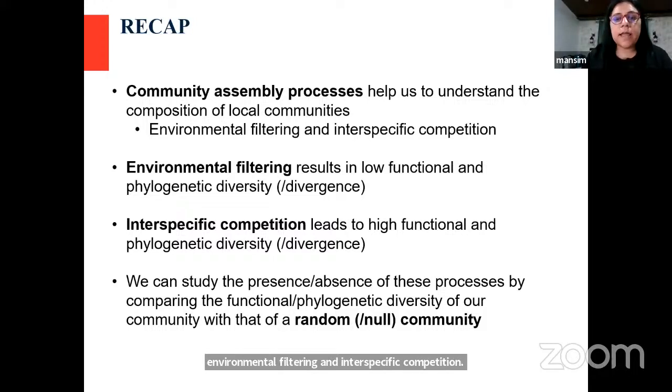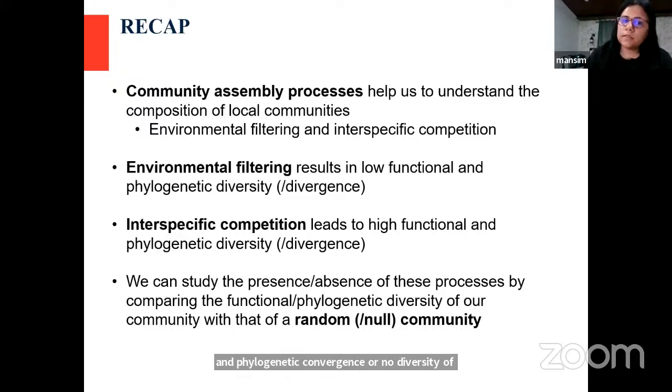Environmental filtering selects for all species which have very similar traits or are very closely related on a phylogenetic tree, because they should all be able to survive in the environment of a given location. So they all have similar morphologies, similar ecologies, and are closely related. So it results in functional and phylogenetic convergence, or low functional and phylogenetic diversity.